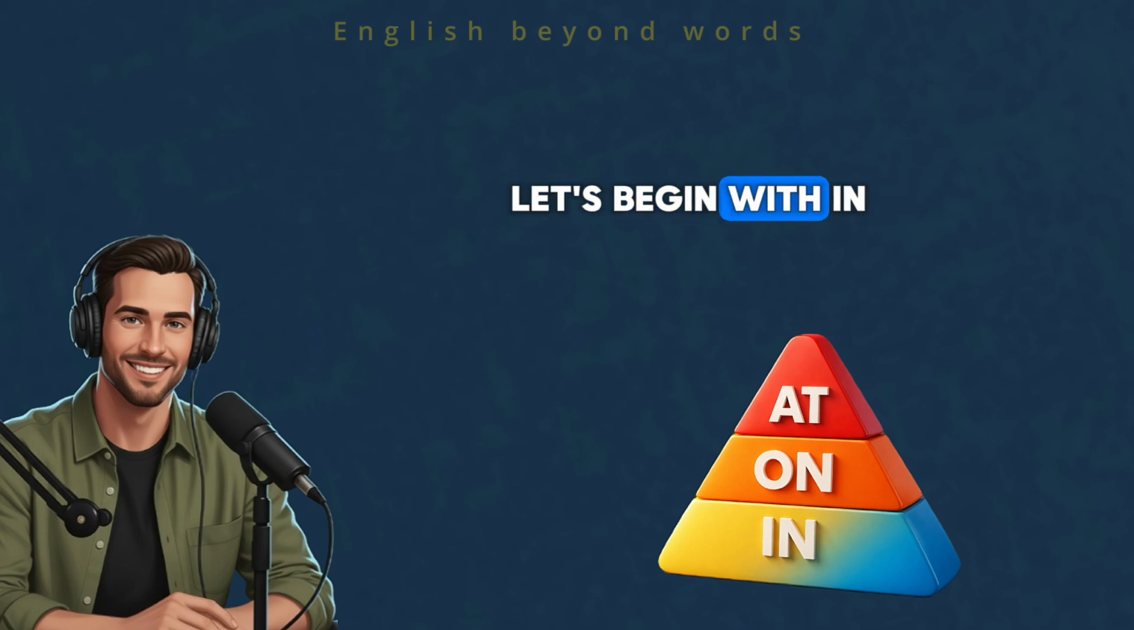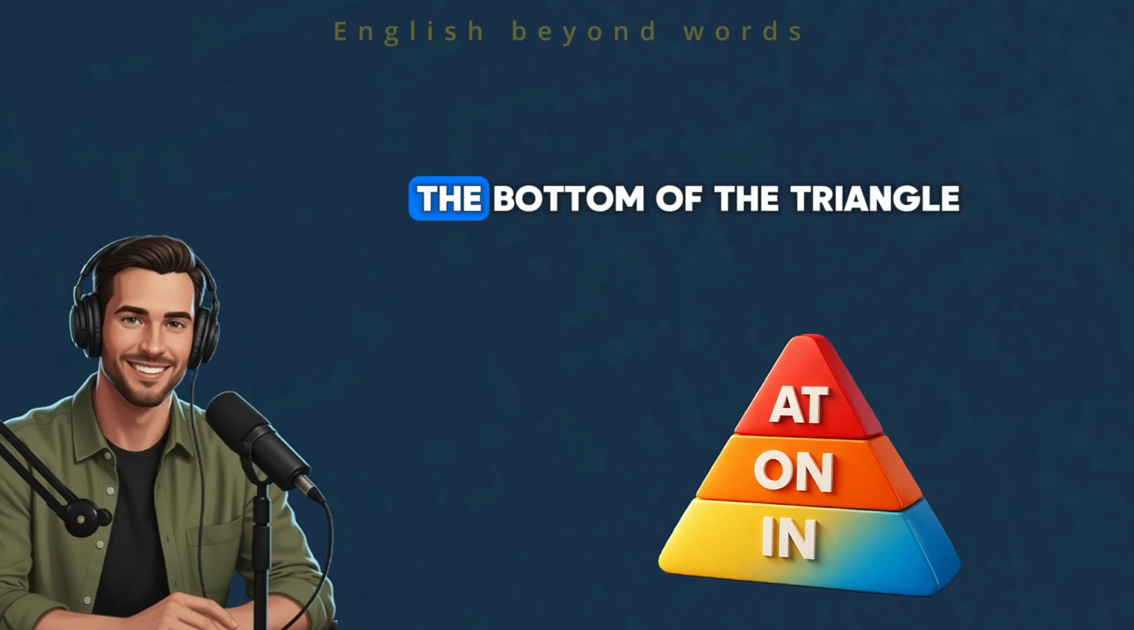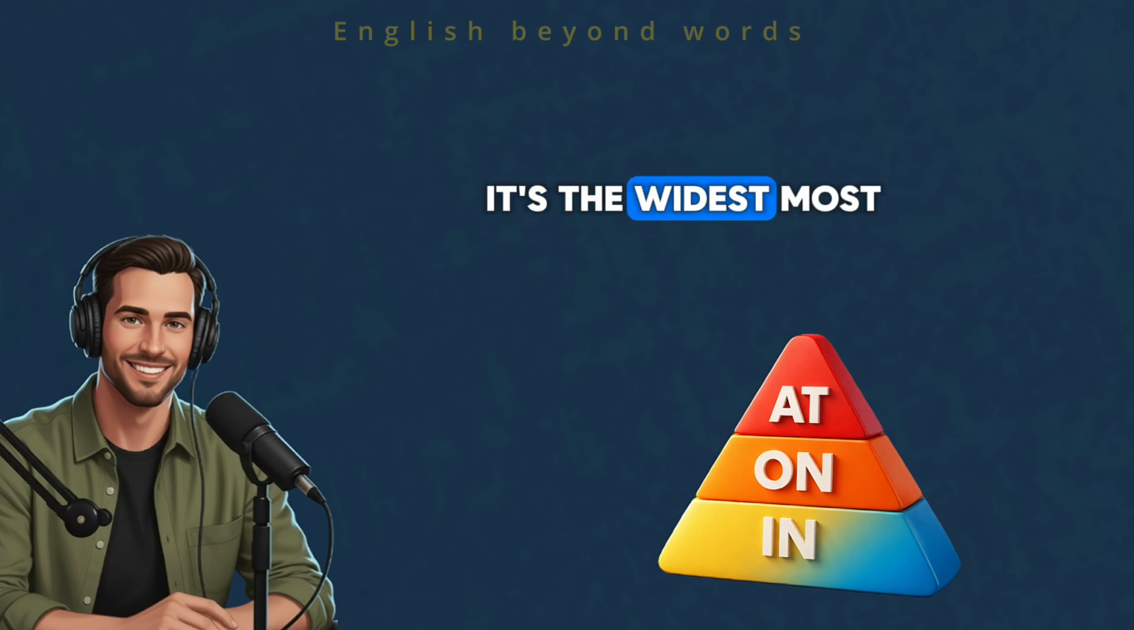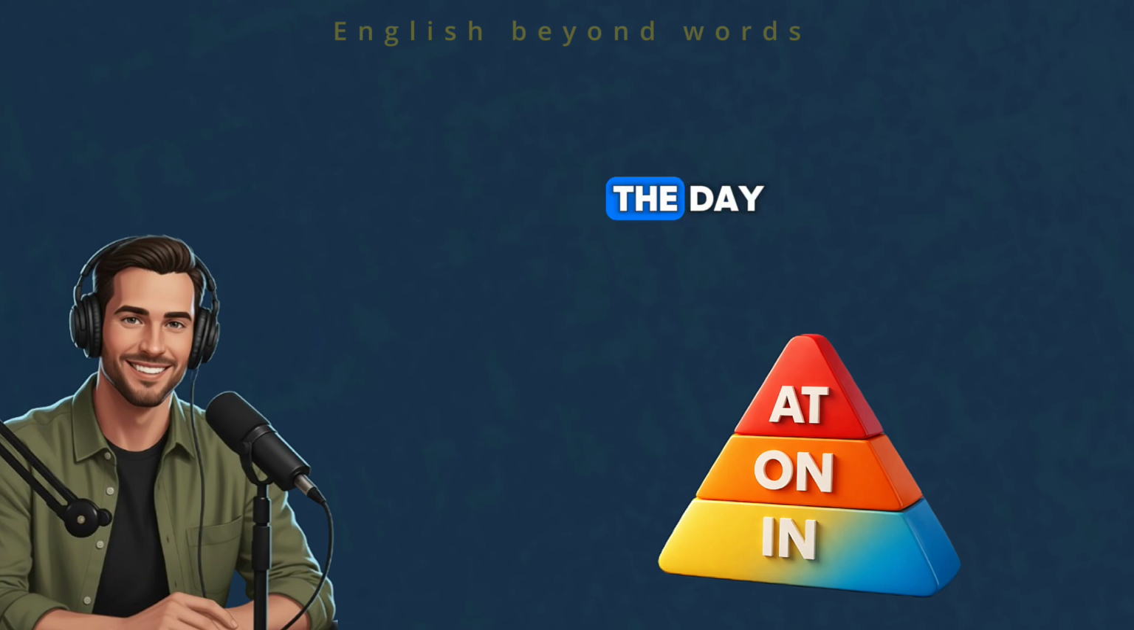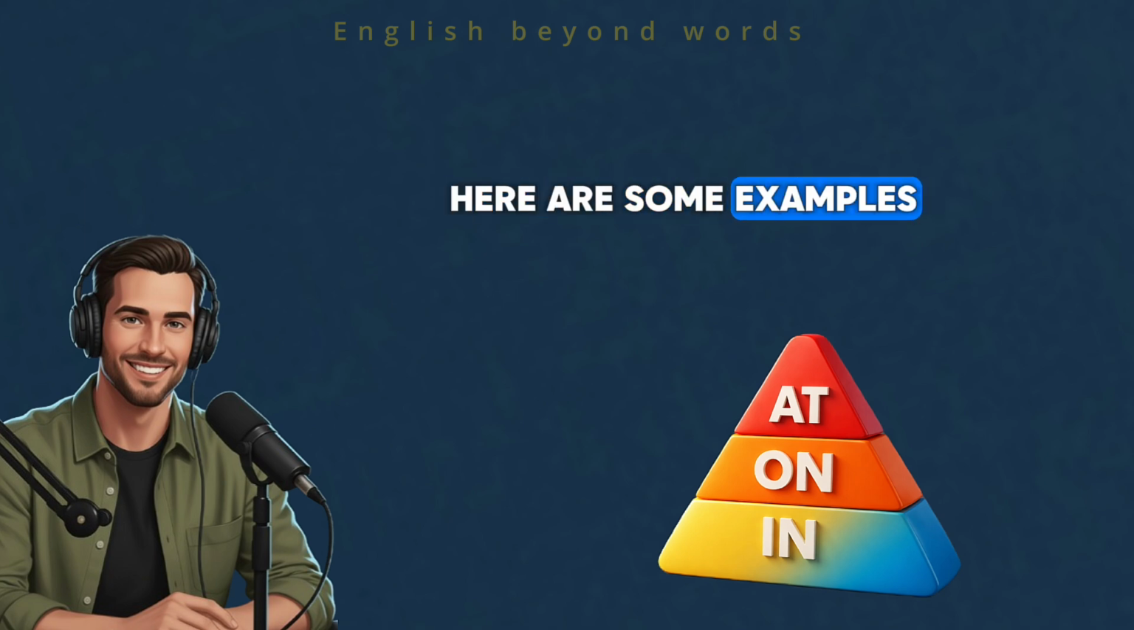Let's begin with in for time. Remember, in is at the bottom of the triangle. It's the widest, most general level. We use in for long periods of time, things like months, years, seasons, and parts of the day. Here's some examples. Listen carefully, then repeat after me. I was born in December. Now you say it. I was born in December.